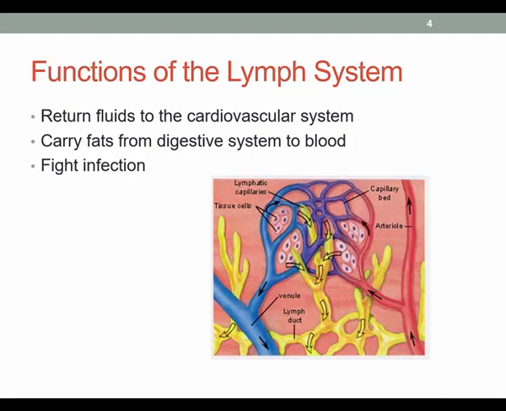Second, it carries fats from the digestive system to the blood, and we'll talk more about this when we get to the digestive system. But the fat you eat actually takes a little longer to get into the blood, as it has to go through the lymph fluid to the thoracic and lymphatic duct to dump into the subclavian veins. And the last and biggest function of the lymphatic system is to help fight infection, which is what we're going to talk about in Module 2.